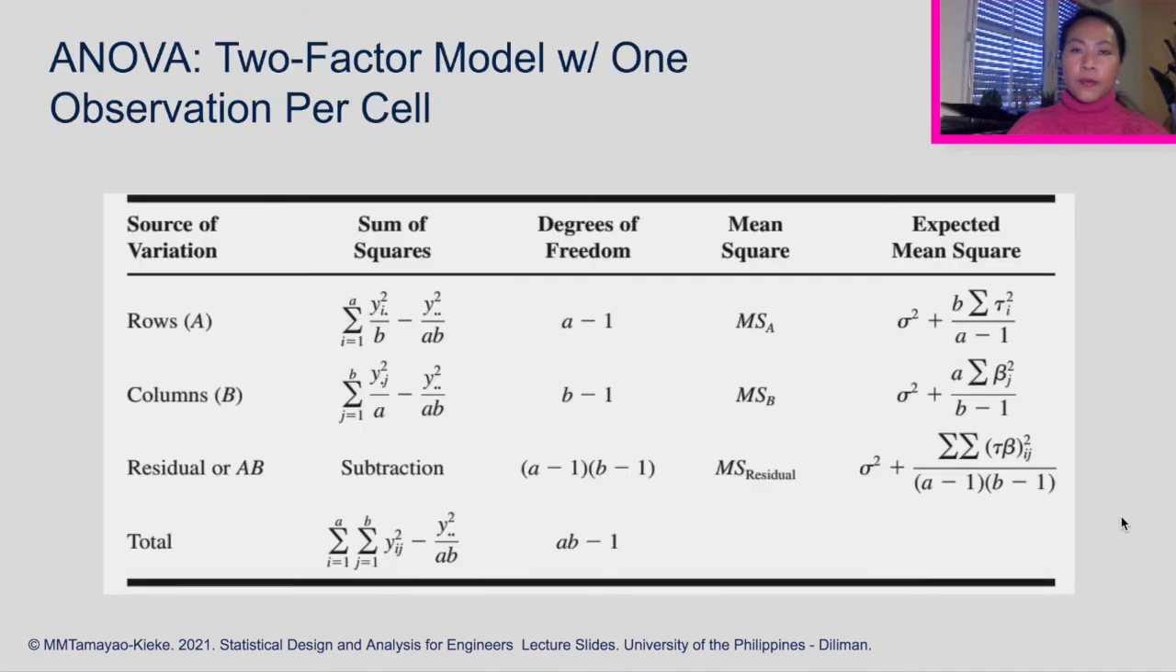Now, this is the corresponding ANOVA table for the two-factor model with one observation per cell. Looking at the expected mean squares, you will see that the variance is not estimable because it is not obvious how one can separate the two-factor interaction effect and the experimental error. With this, no test on the main effects can be done. This can only be done if the interaction effect is zero, that is, tau beta ij is zero for all i and j.